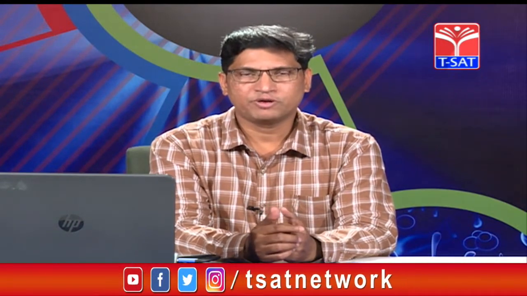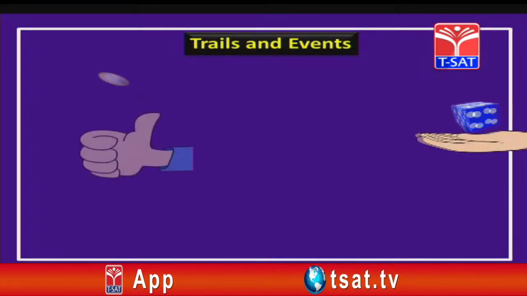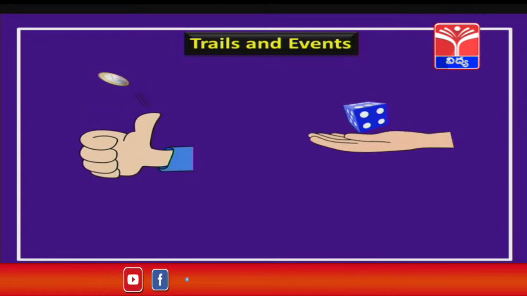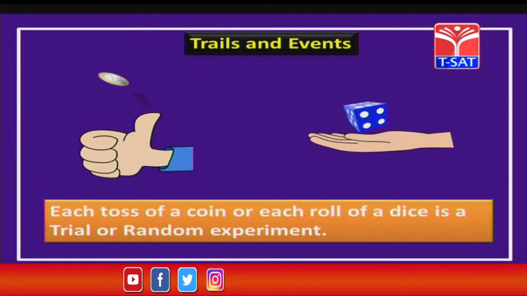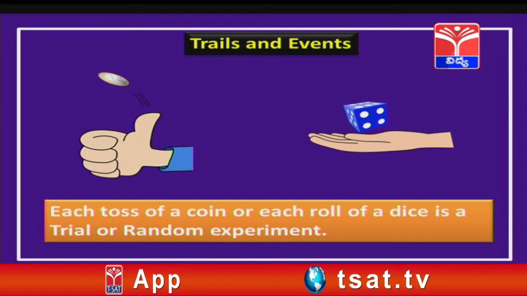So, children, till now we have seen what a random experiment is, and we have also learned some terms related to probability. Next, we are going to learn about trials and events. Let us see. What do you notice on your screen, children? Yes, a coin is tossed and a die is rolled. Each toss of a coin or each roll of a dice is called a trial, or it is also called a random experiment.